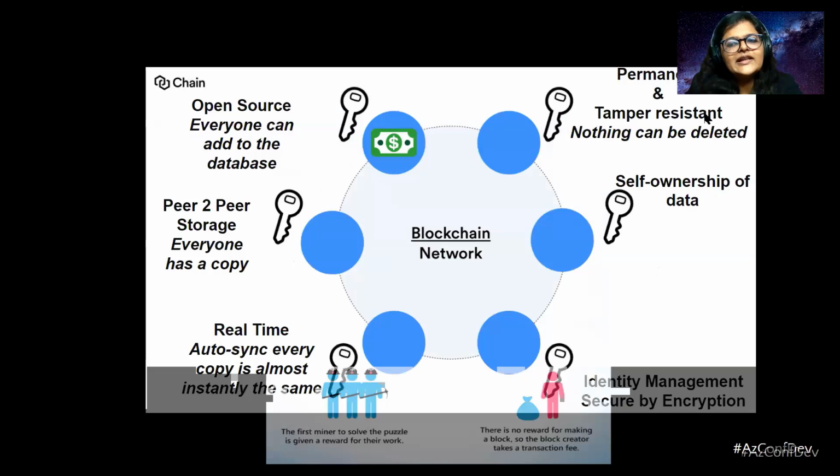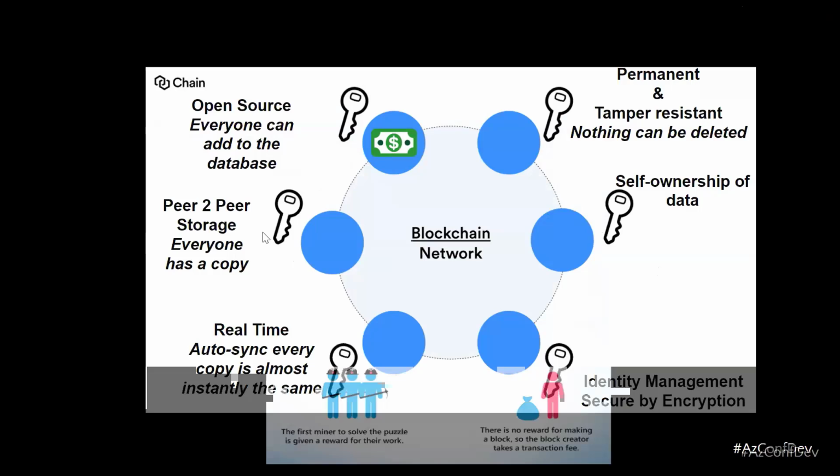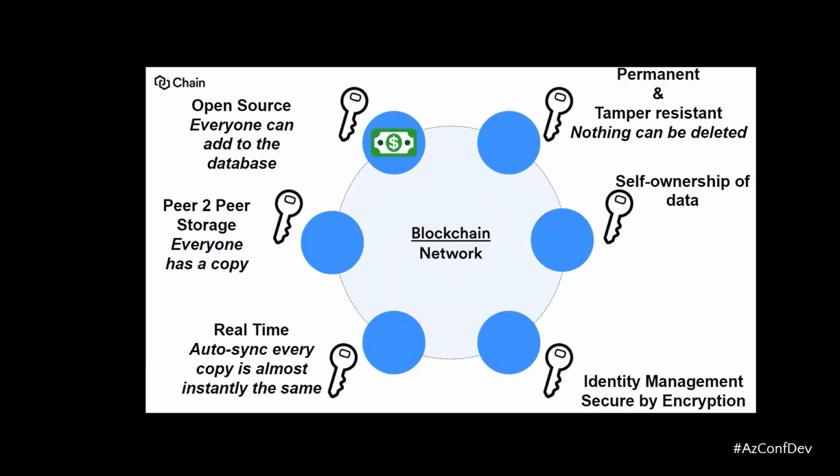Now, I just want to quickly talk about some of the advantages, of course, of using blockchain, right? It's open source, everyone can add to the database. It is peer-to-peer storage, that is, everybody in the ecosystem has a copy. It is real time, that is, every time a transaction happens, it is auto-synced across all the folks who are a part of the network. It is permanent. The information that is present is mostly permanent because it is tamper resistant, right?